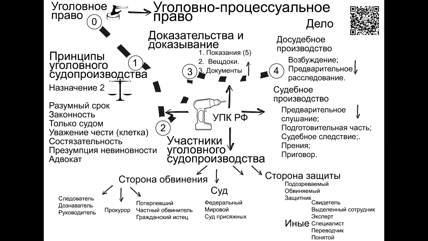Let us look at the third aspect, evidence and proof. Evidence in a criminal case is any information on the basis of which a court, prosecutor, investigator, or inquirer, in accordance with the procedure established by the Code of Criminal Procedure, establishes the presence or absence of circumstances to prove in criminal proceedings, as well as other circumstances relevant to the case. Types of evidence. 1. Testimony, that is, information provided during the interrogation from the suspect, accused, victim, expert, specialist, witness.